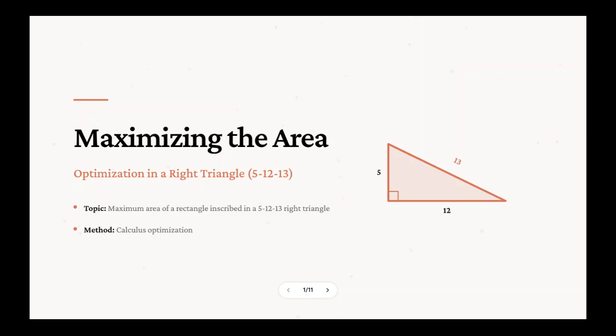We have a specific right angle triangle with side lengths 5, 12, and 13, and our goal is to fit a rectangle inside of it. Now, you could draw a tall, skinny rectangle or a short, wide one, but only one specific set of dimensions will yield the absolute largest area. That sweet spot is what we're hunting for using derivatives.